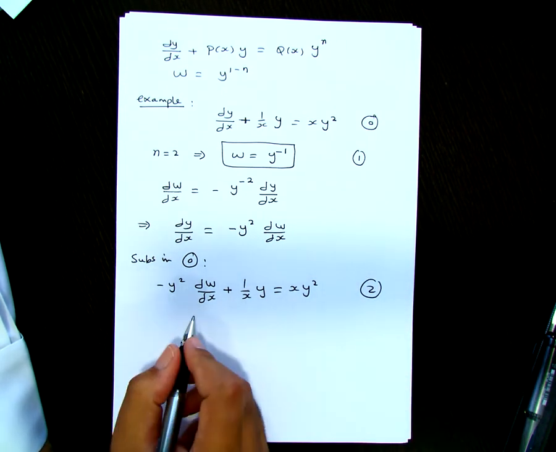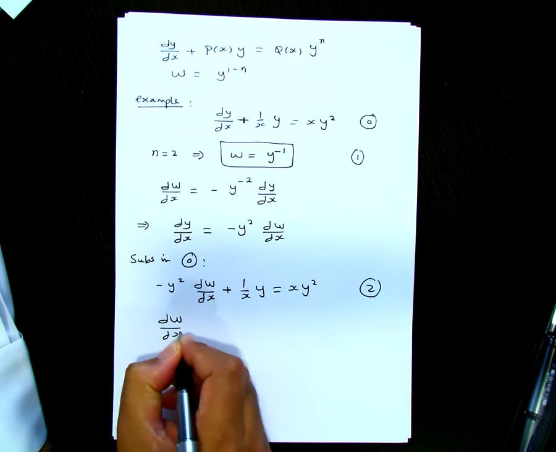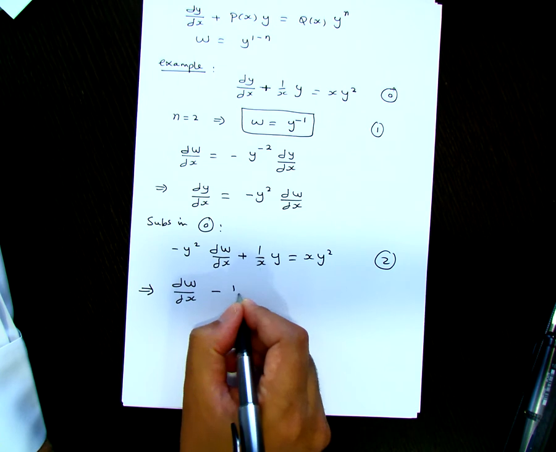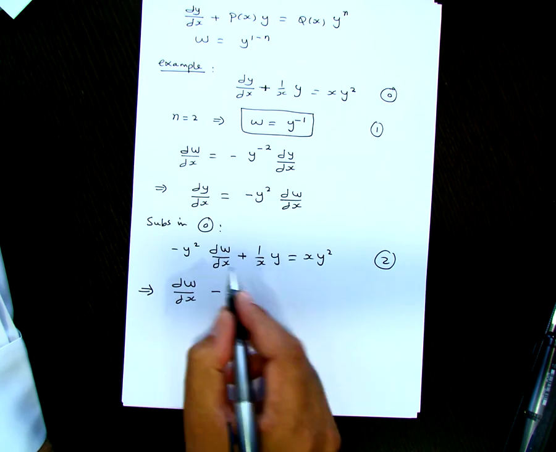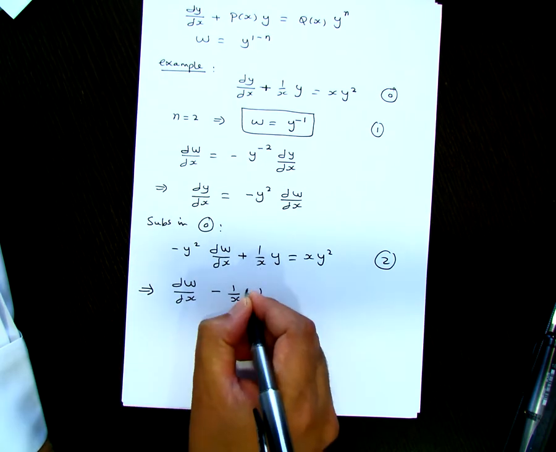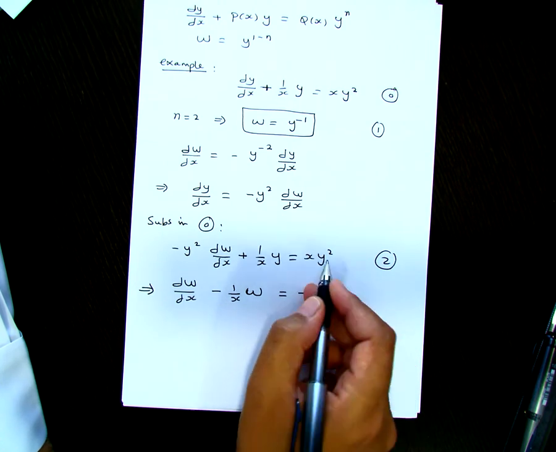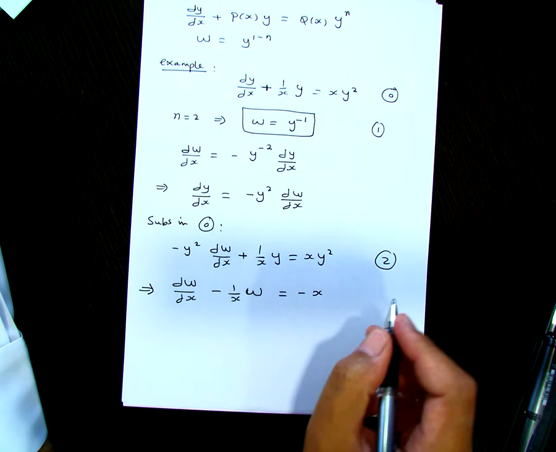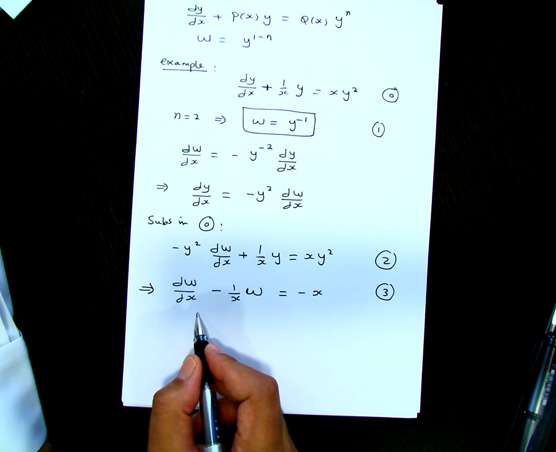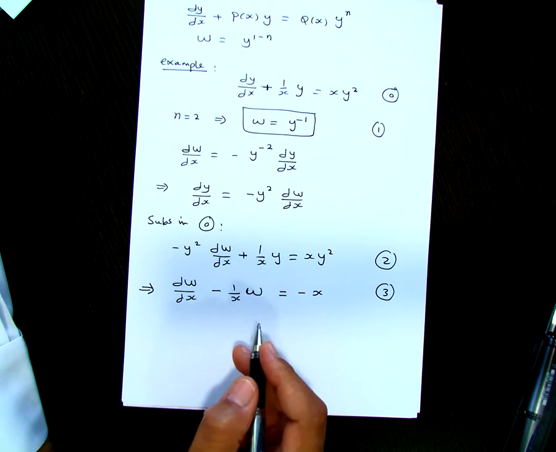If we divide through equation 2 by minus y squared, we'll have dw/dx minus 1 over x times y over y squared, that gives me y to the power minus 1, so I'm going to replace that by w, and that is equal to minus x, because the y squared just cancels with the y squared there. And now this is a linear first order differential equation, which we can solve by means of integrating factors.